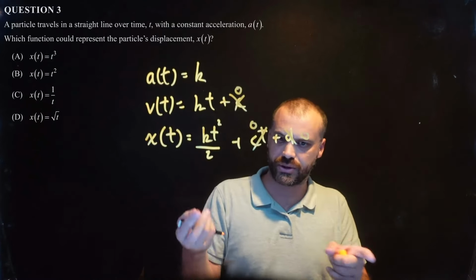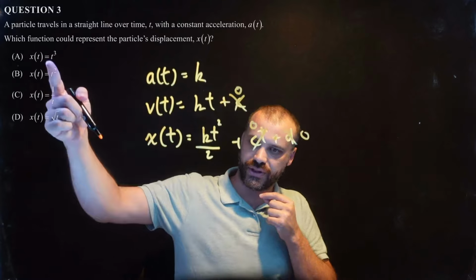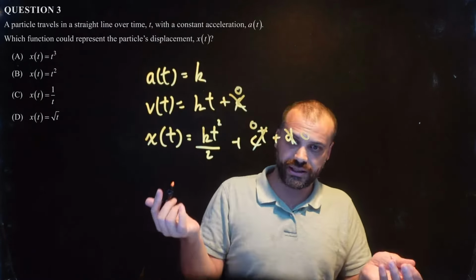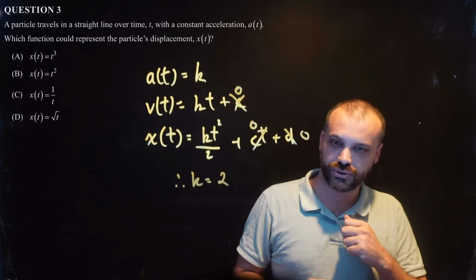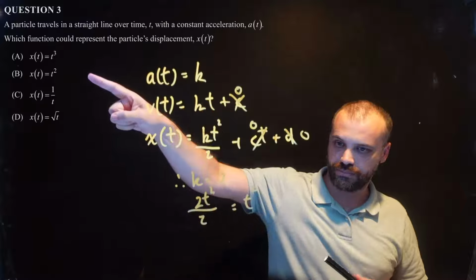Okay, and then that begs the question, well, hang on, what happened to this k value? Well, for this b to be a possible answer, k, I guess, k would have to equal 2. Because then we'd have 2t squared over 2. We'd have t squared, which is what b is.